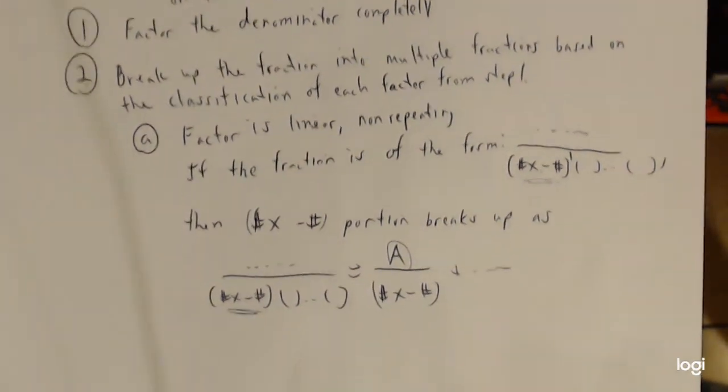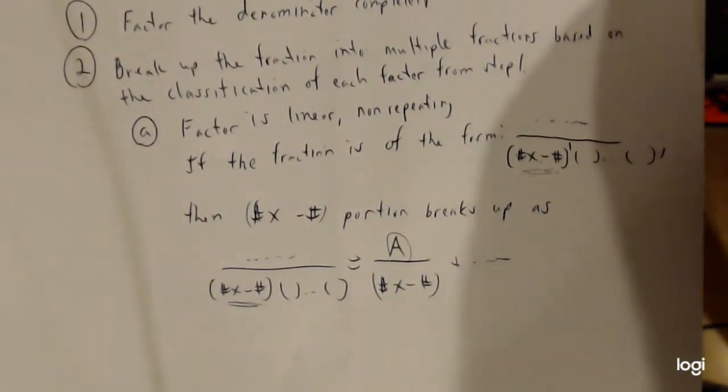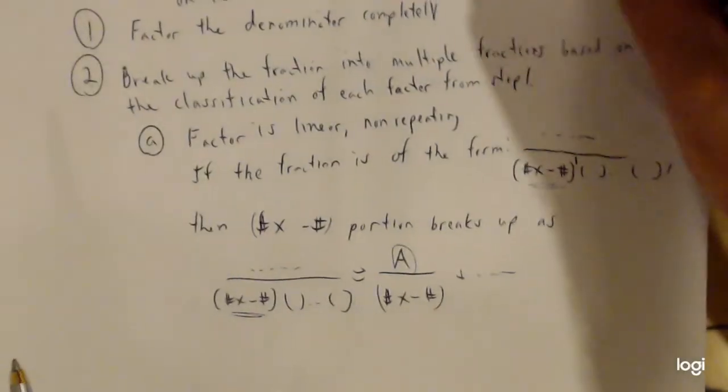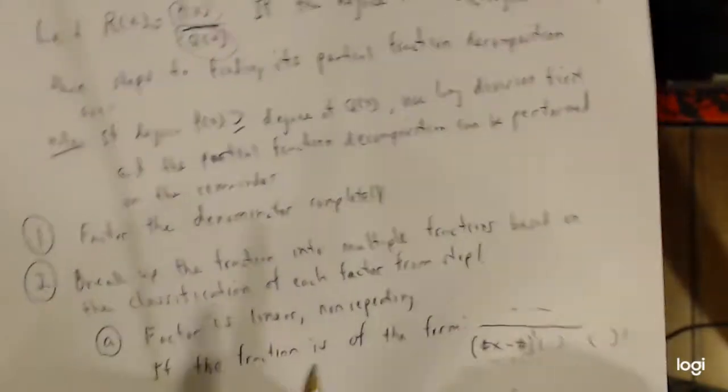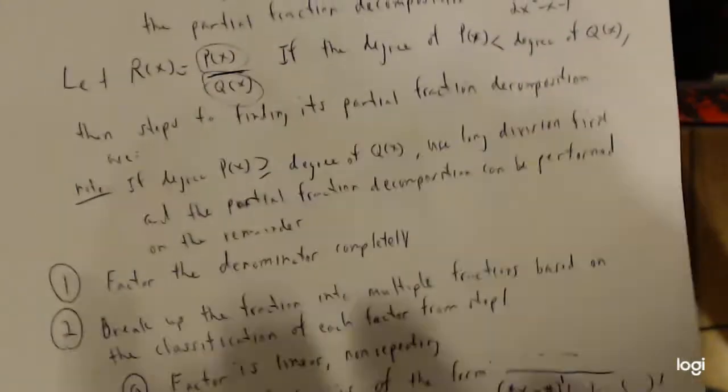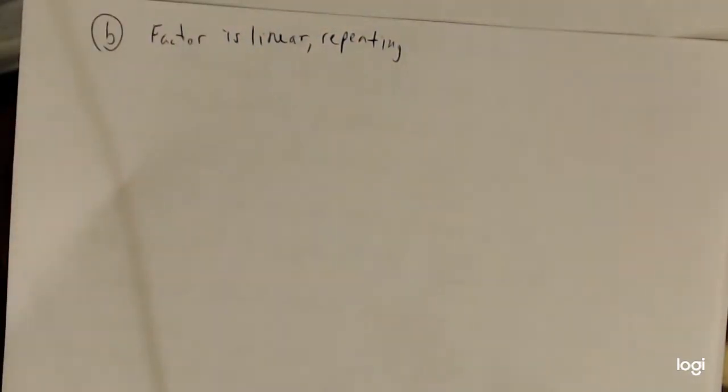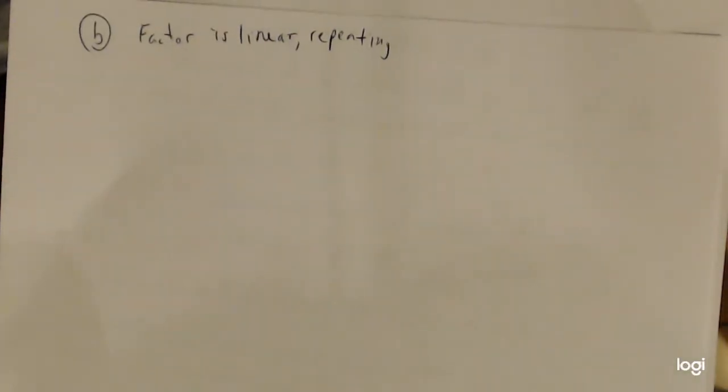Okay, so now let's move on to the second case. Now what's the second case going to be? The second case will be, and let's actually go to the back page, the second case will be if the factor is linear repeating. Okay, so what we know is it'll still be linear.